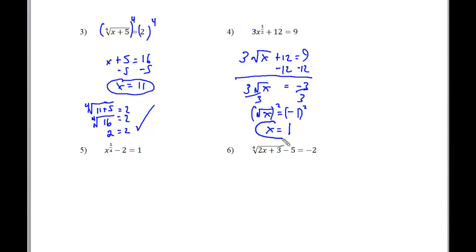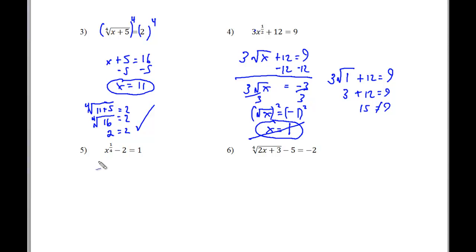So now it's time to check the 1. I'm going to plug this back into my equation. 3 times the square root of 1 plus 12 equals 9. So this makes 3 plus 12 equals 9, or 15 equals 9. This is not true, so this is not the answer. This has no solution. This is a no solution problem.